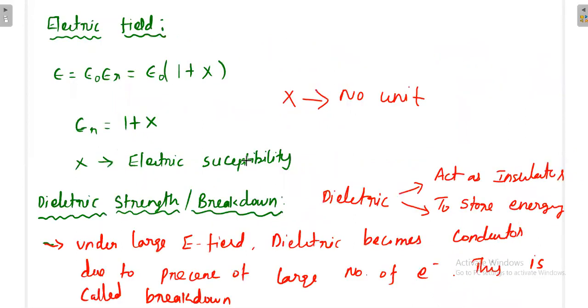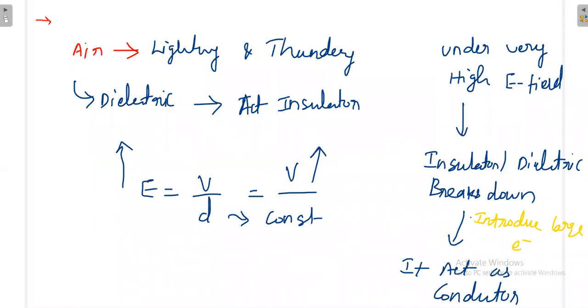So what is the statement? Dielectric strength or breakdown: under a large electric field, the dielectric becomes a conductor. It is because of the presence of a large number of electrons; the phenomenon of breakdown introduces a large number of electrons. So this is called breakdown. Then what exactly is the dielectric strength? The maximum electric field that you can apply is called the dielectric strength.